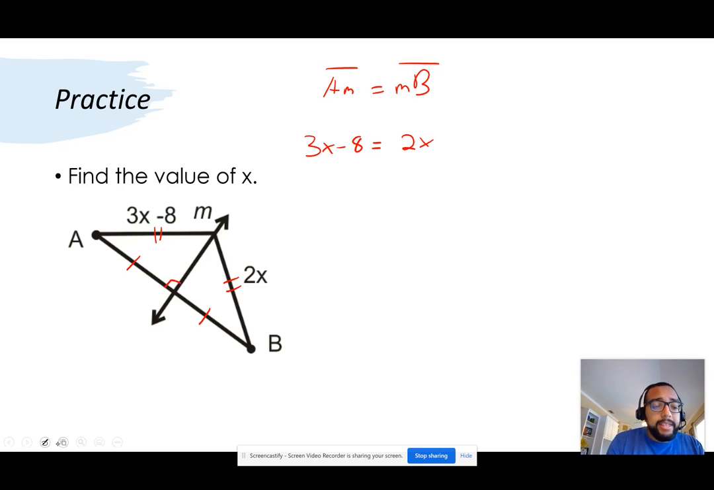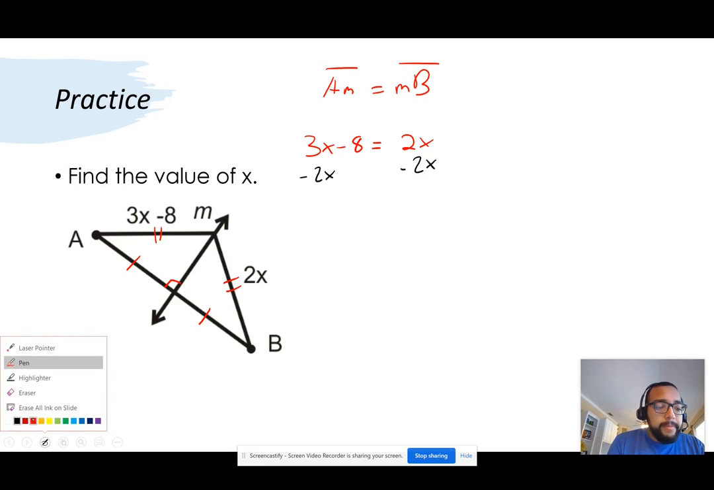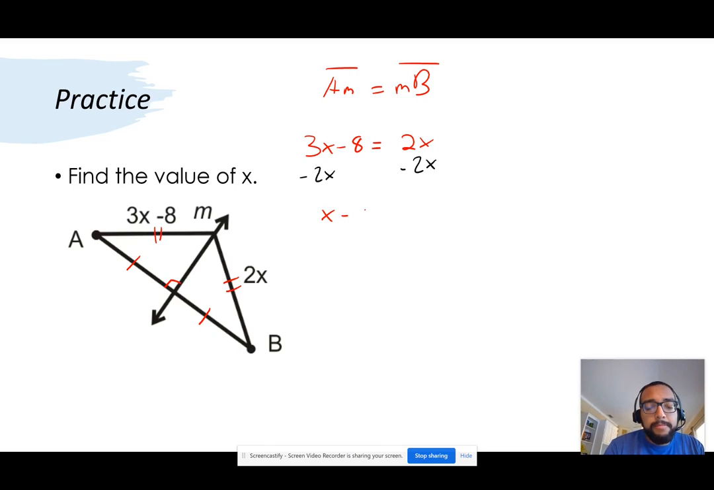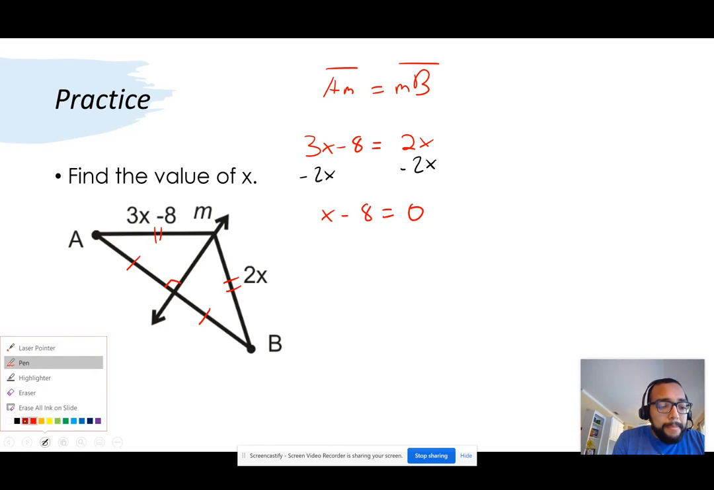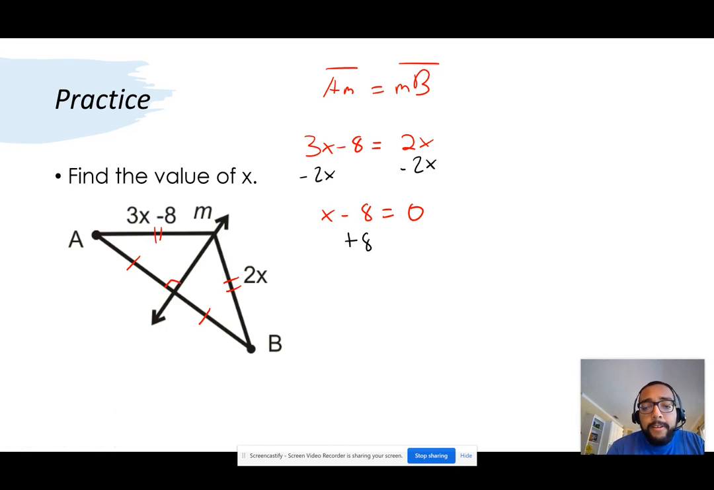So to solve for x, again, we want to get x on one side and everything else on the other. So let's move the 2x from the right side to the left. And we know that 3x minus 2x is simply positive x. And then to get the x by itself, we just need to move that negative 8 to the other side, which is great news because now we get that x equals 8.